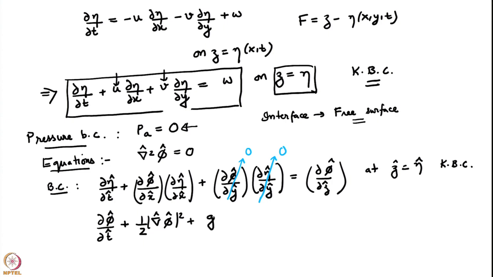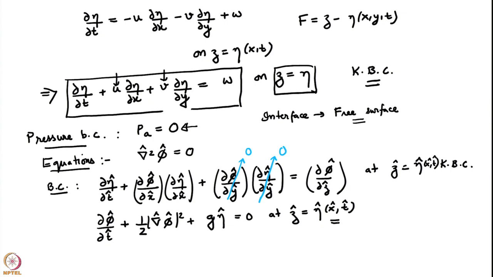This is g y, but this is being applied at the interface. So, y will be replaced by eta equal to 0, and we still have to write this as true at z hat equal to eta hat. Eta hat now is a function of x hat and t hat only, there is no y hat. So, here x hat, t hat.